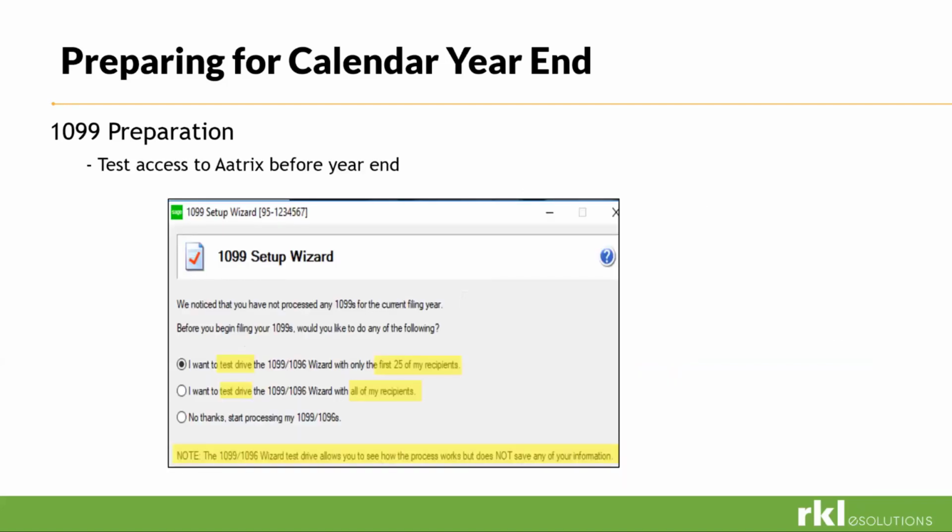You're always going to want to test your 1099s before you run them live. So you would choose, I want to test drive, and normally it would be with only the first 25 of your recipients, if you have that many.